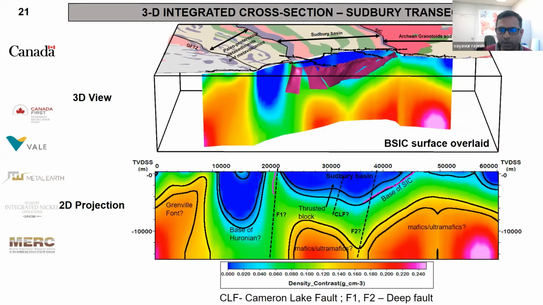For example, first we will interpret the density model as it is. You can see I'm interpreting deep-seated faults here, especially where you can see a gradient in the density model. So I interpret a deep-seated fault. I'm also interpreting a thrusted block here, and this is the base of the SIC.